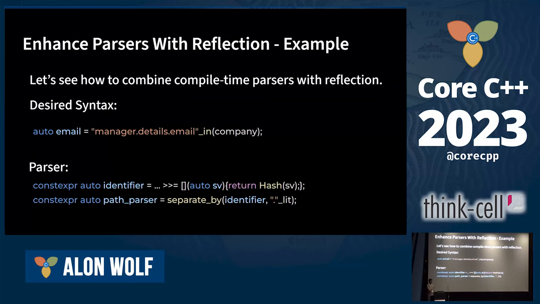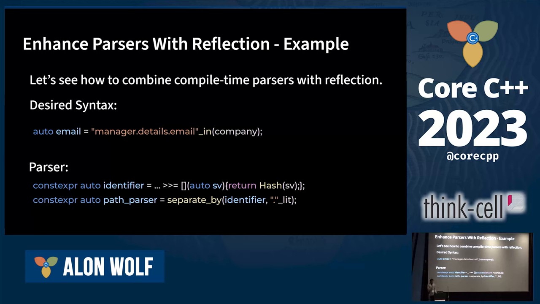But I think a more interesting direction is to use the reflection features to enhance our compile time parsers. And it will also show us how we can use the parsers. So let's assume we want to have syntax like this. We want to have a bunch of identifiers, parsed and separated by a dot, and convert it into a lambda that returns a nested data member.